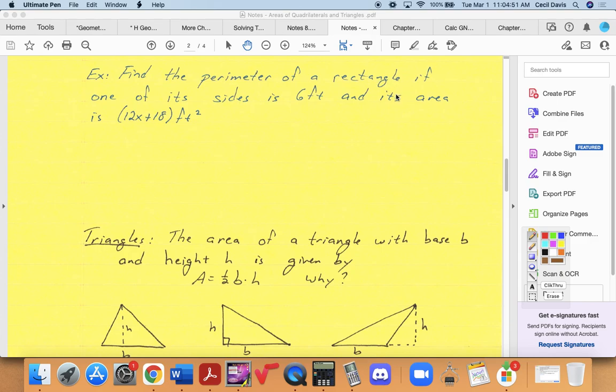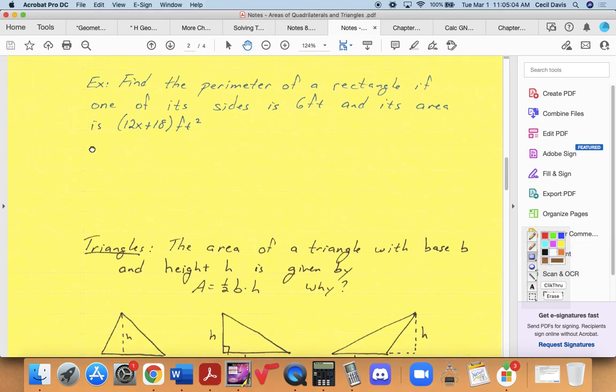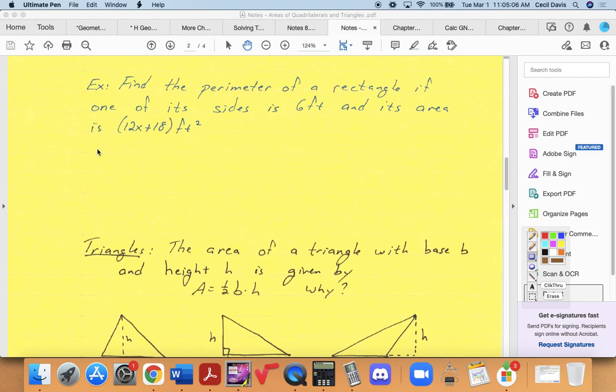Find the perimeter of a rectangle if one of its sides is 6 feet and its area is 12x plus 18 square feet. Okay, I'm going to draw this one. So I've got a rectangle. And it just says one of its sides. Does it matter which side? No. So I'll put this side 6 feet. It really doesn't matter. And the area is 12x plus 18 square feet.